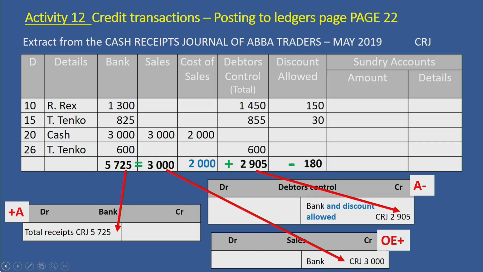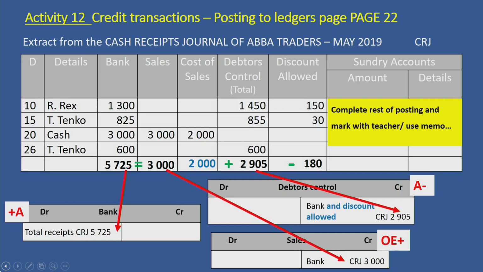Do you see that it's no longer bank like you said in grade 9? Because as I explained, this amount includes discount. So it's bank and discount allowed from the CRJ 2905. And then you will see, because of the 180, it doesn't yet balance. And that is why I said there in the yellow block, because we have to move on now. I just wanted to get you started there. Complete the rest of the posting and mark with your teacher, or use the memo, or get help.